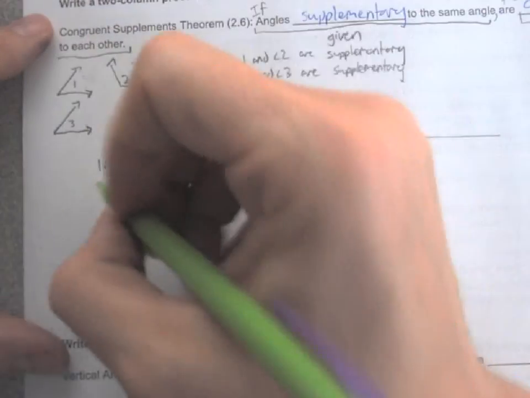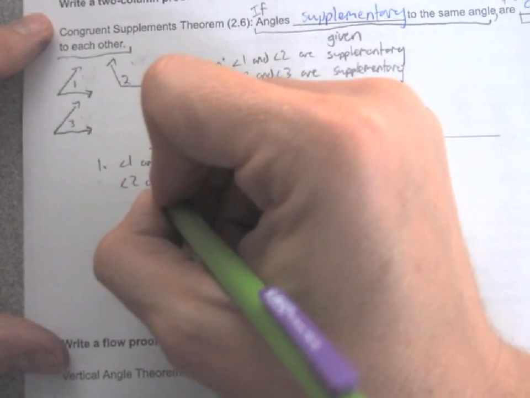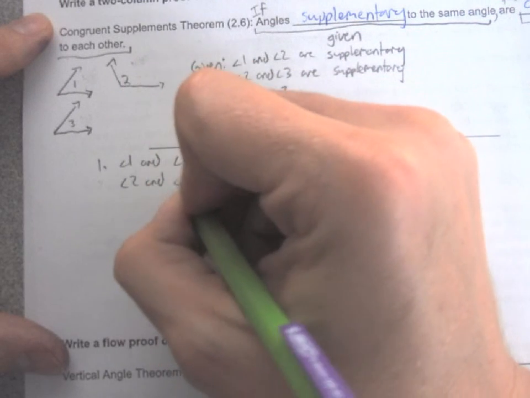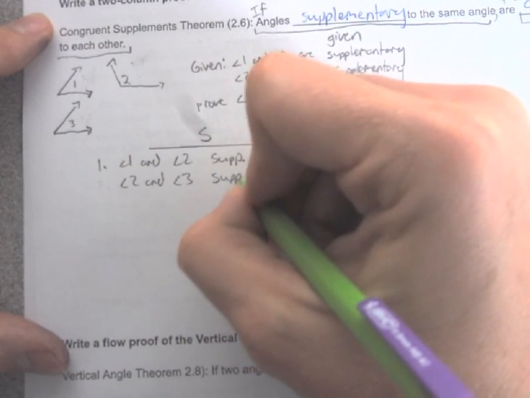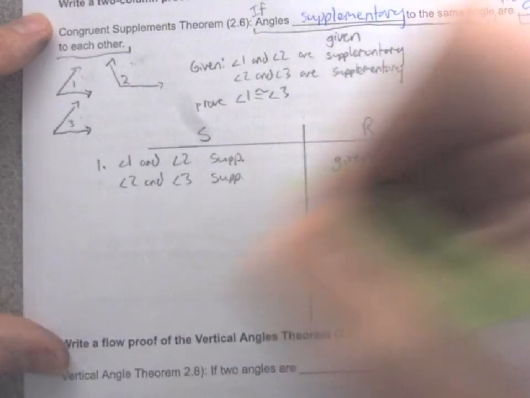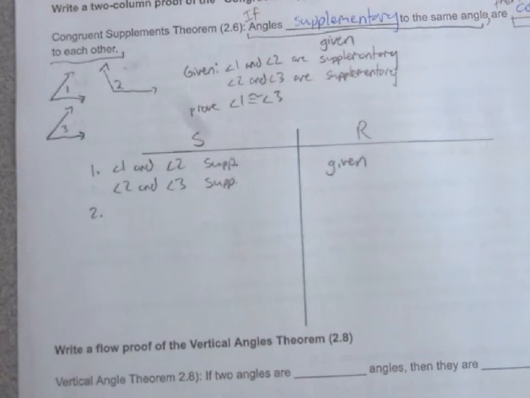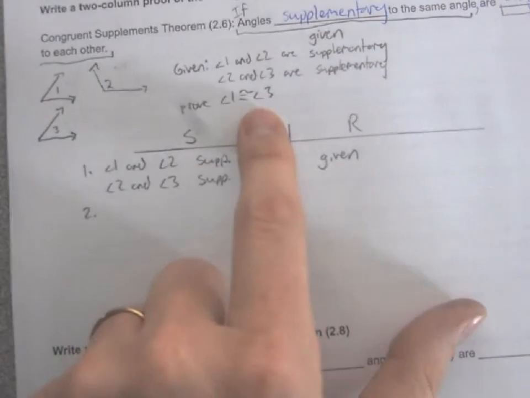Same line, same statement. We'll also say that angle 2 and angle 3 are supplementary. And that's just part of the given. Okay, now we have to build our proof down to here.